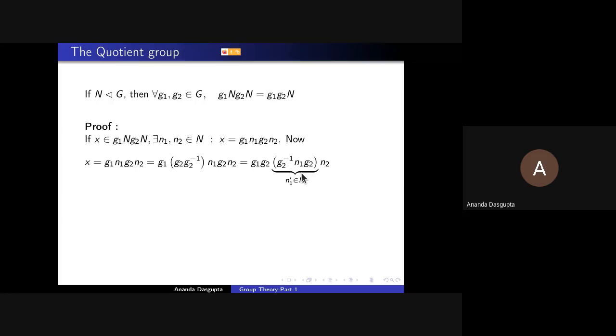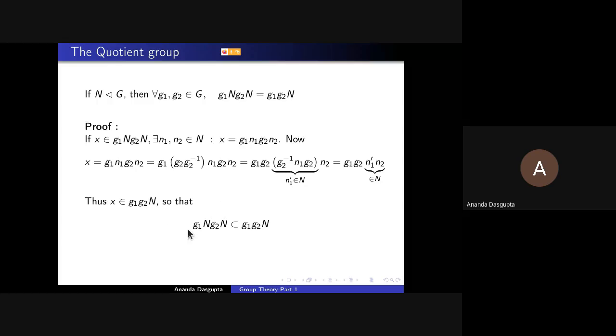Take any element of a normal subgroup, find any one of its conjugates, it has to be in the normal subgroup. So this product has to be G1, G2, N1 prime, N2. And N1 prime, N2 is a product of two elements of a normal group. So it is in the normal subgroup. So X must be an element of G1, G2, N. So all we have shown here is that any element of this left-hand side is an element of the right-hand side. It's very easy to prove the converse.